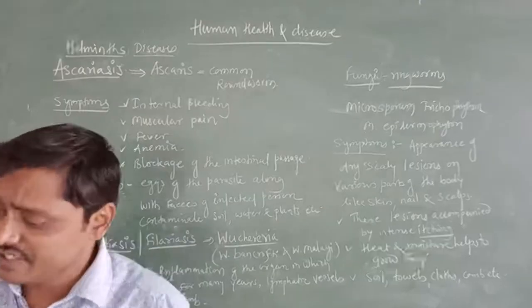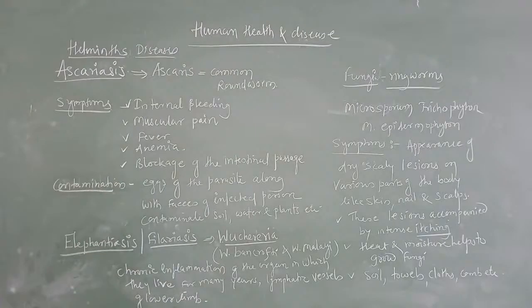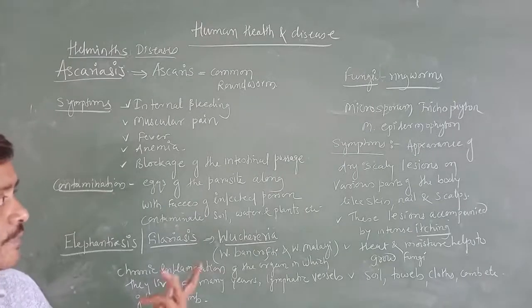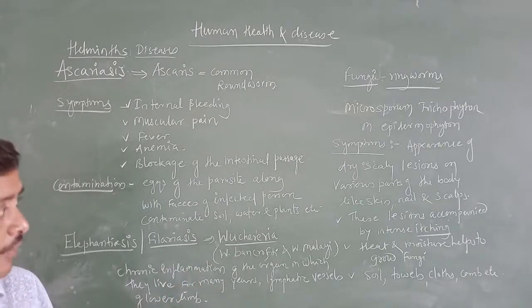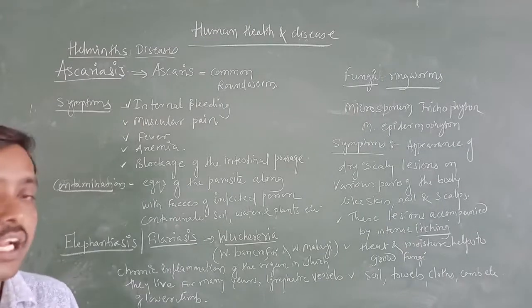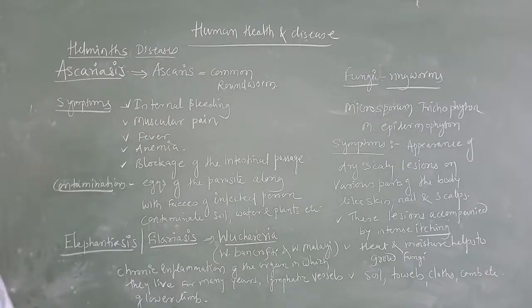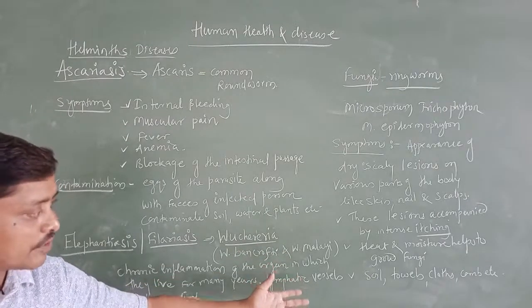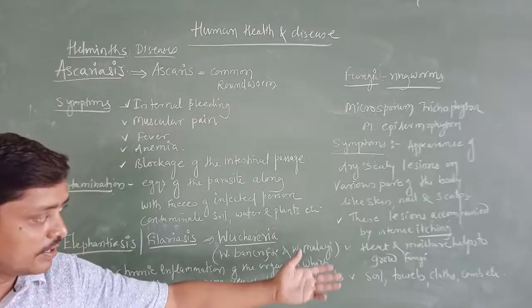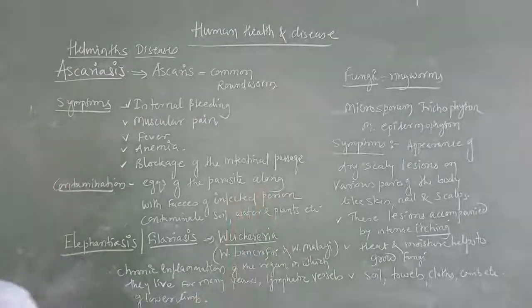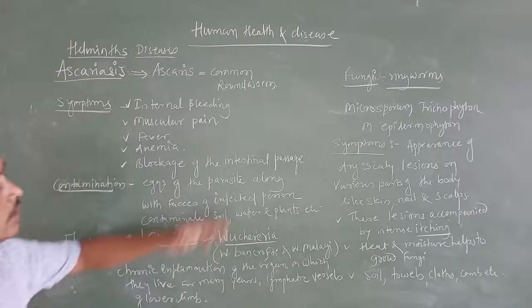In the sense, fungal disease, we are studying ringworm. Ringworms are caused by Microsporum, Trichophyton and Epidermophyton. Symptoms: appearance of lesions on various parts of the body like skin, nails and scalp with intense itching. Understood? And heat and moisture help to grow the fungi. And the mode of transmission of ringworms is by contaminated soil, towels, cloths and combs of an infected person. This is about fungal disease.